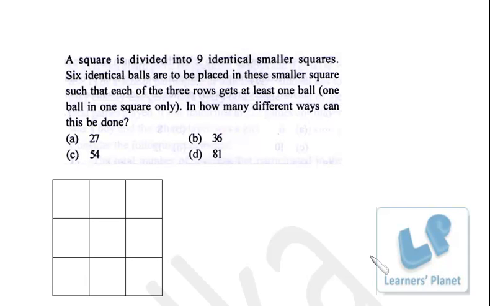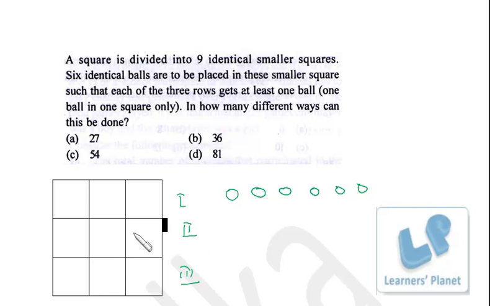Now listen to me carefully. Suppose this is a square and it is having 9 identical small squares: 1, 2, 3, 4, 5, 6, 7, 8, 9. Now we have 6 balls. All these 6 balls are identical, so it doesn't matter which ball gets which place. Ultimately the place is important. Now each and every row should get at least 1 ball, right? This is the first row, second and third.